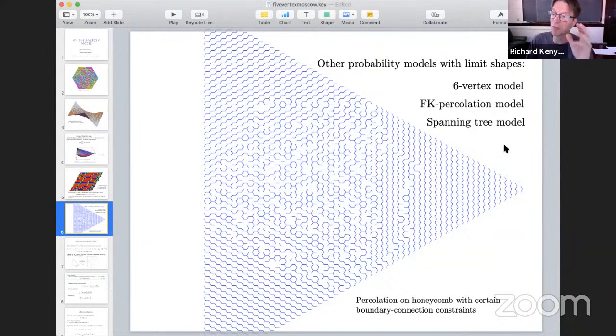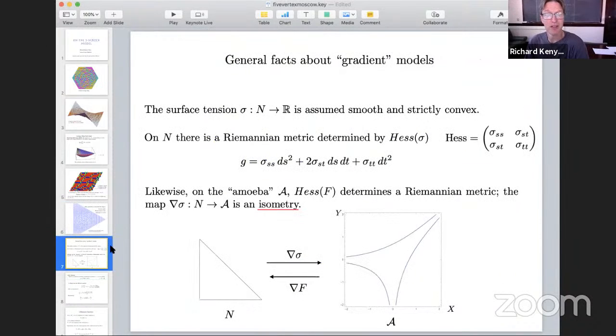What I want to do is spend a few slides telling you about some new ideas which apply to general models, general gradient models. And by gradient models, I mean models where the surface tension only depends on this gradient. Okay, so here we're going to be in two dimensions. So we have a surface.